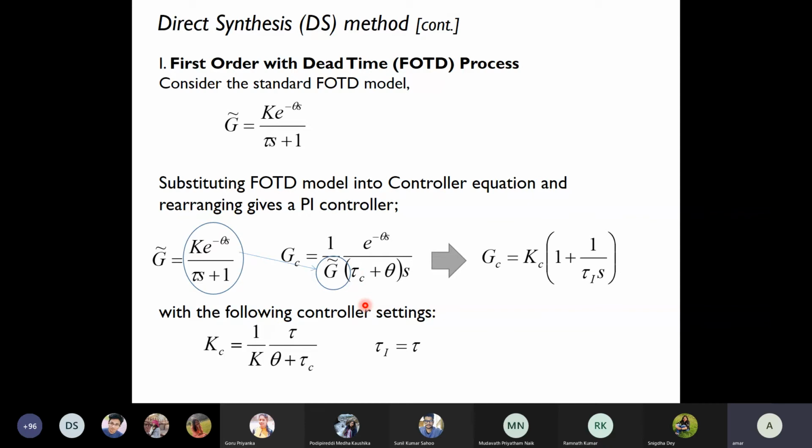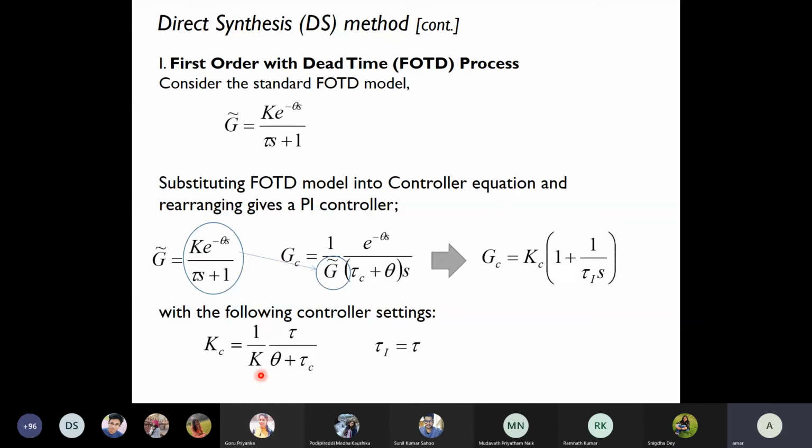tau, and tau c plus theta will come into the proportional action. So the Kc will be 1 by k, tau by theta plus tau c, and tau I will be equal to tau. So for the dead time, if you compare the first order process and first order with dead time process, the controller equations more or less are the same, that is the PI controller, but the proportional part changes.